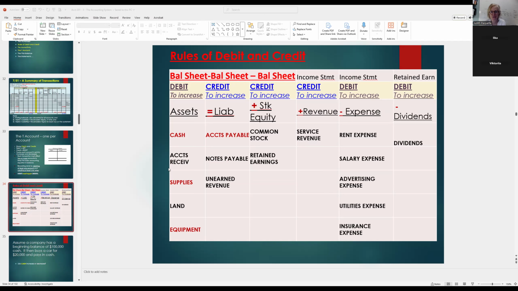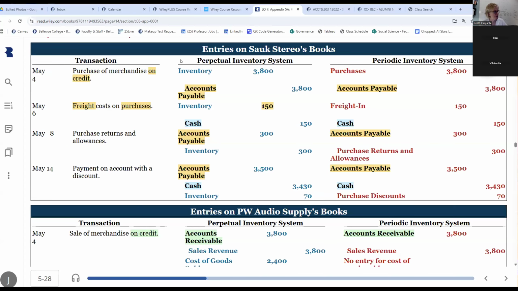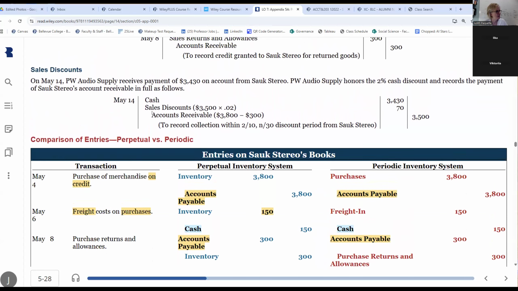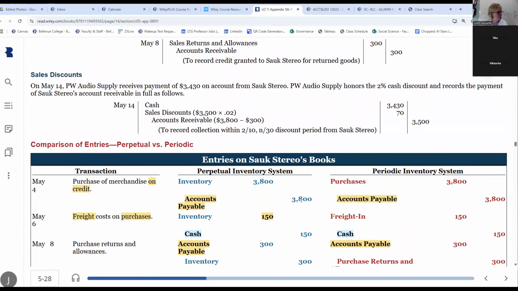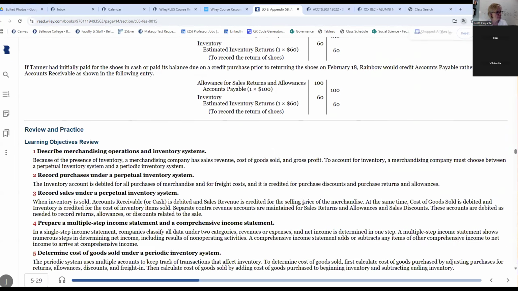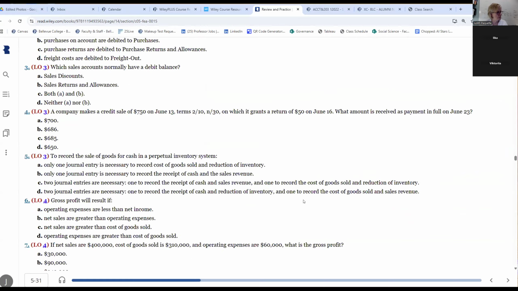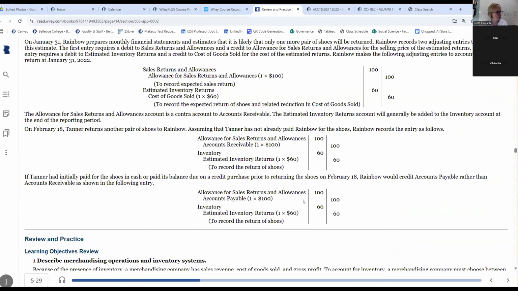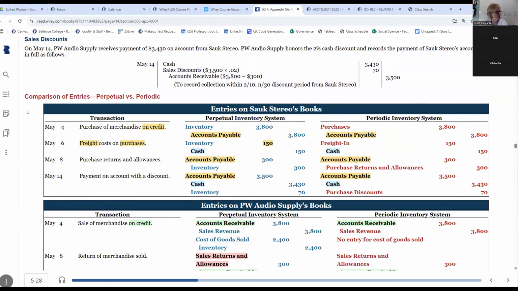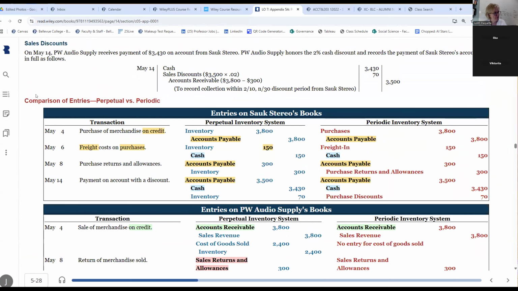Sure I have the right page here. Let's go here. At the back of this chapter, here we go. Now I'm showing it to you. This is the exhibit. Hold on. Reach down for me. So this is at the back of Appendix 5A, comparison of entries, perpetual and periodic.